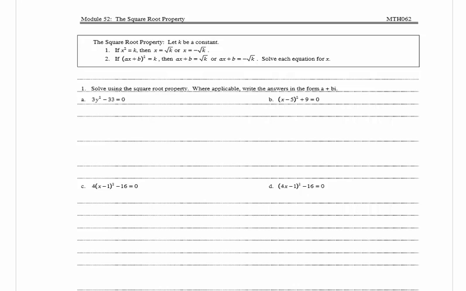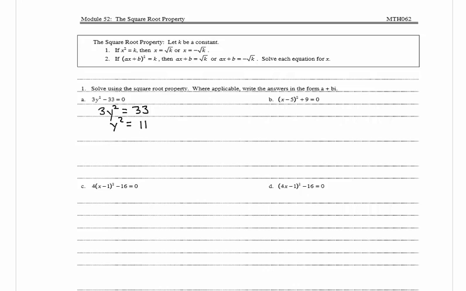In a, we have 3y squared minus 33 is equal to 0. And the first thing I'm going to do is add 33 to both sides. So I have 3y squared is equal to 33. And now I'm going to divide both sides by 3. So I get y squared is equal to 11.